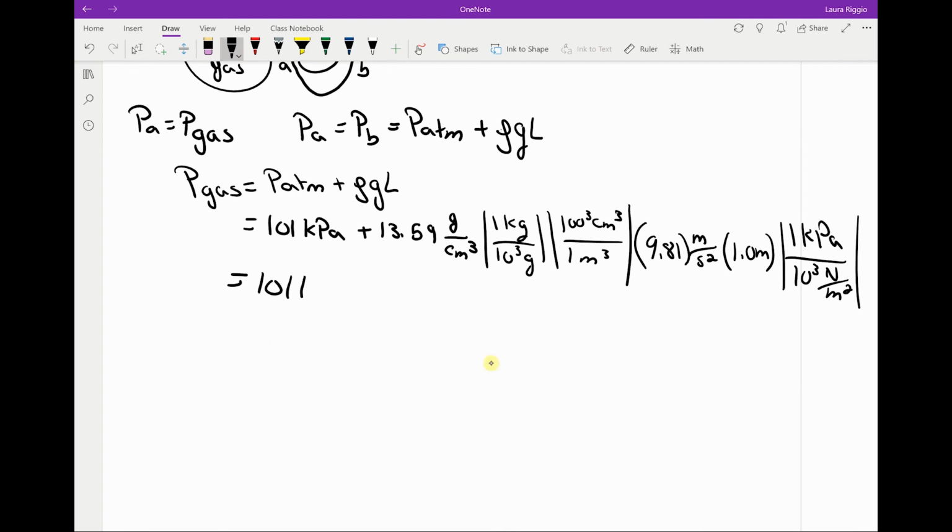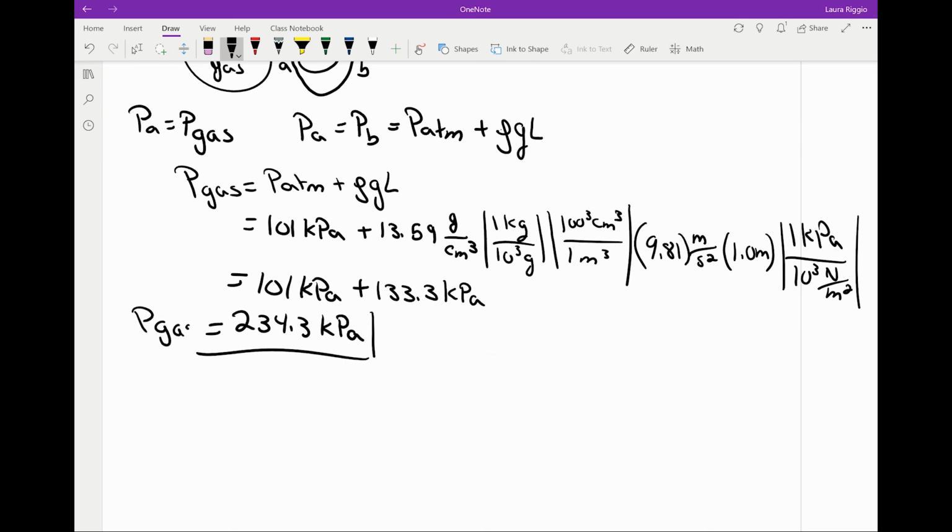So I get 101 kilopascals plus 133.3 kilopascals is 234.3 kilopascals. That is the pressure of our gas.